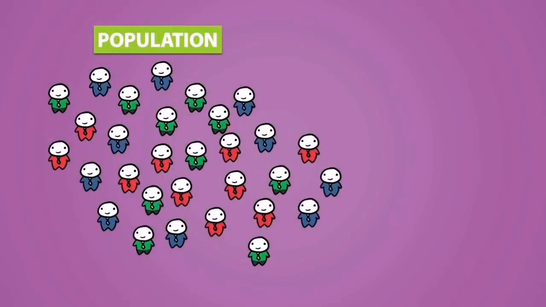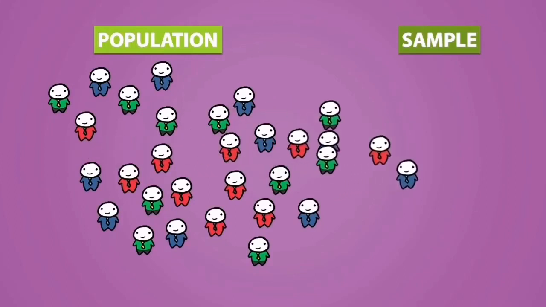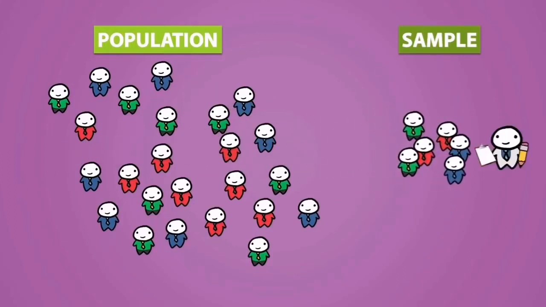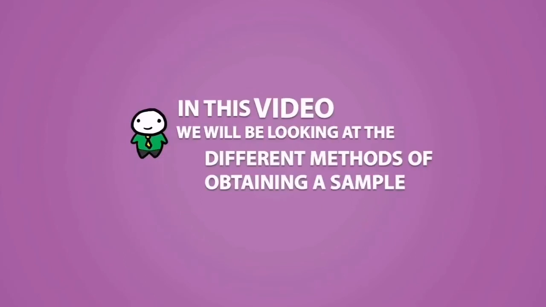Recall that a population refers to the group of things that we want information about, and a sample refers to part of the population that we take out to examine and draw conclusions from. In this video, we will be looking at the different methods of obtaining a sample. But first, let's look at the types of biased samples.